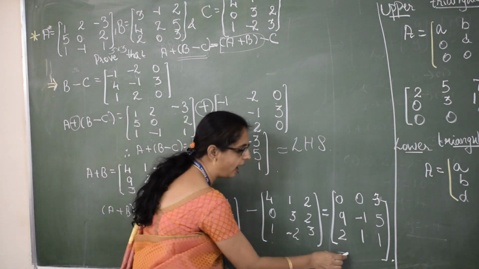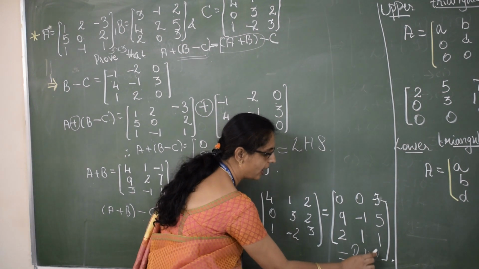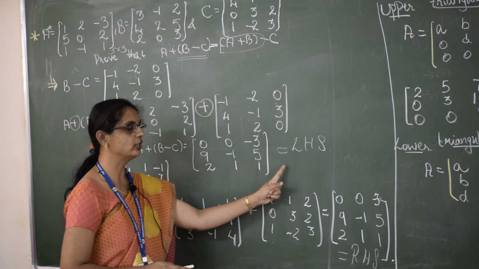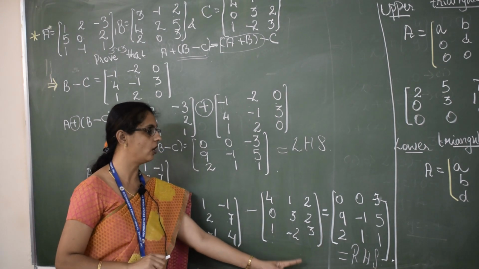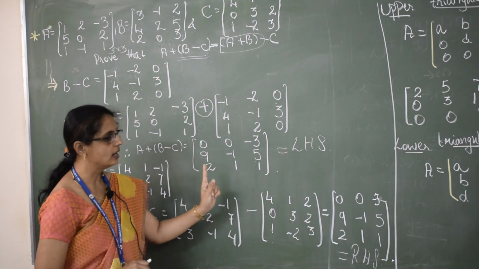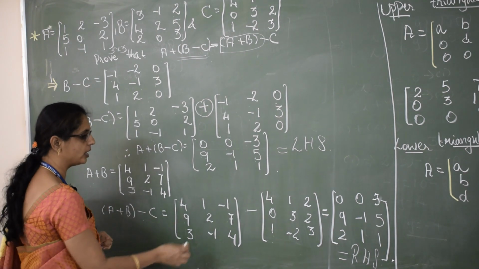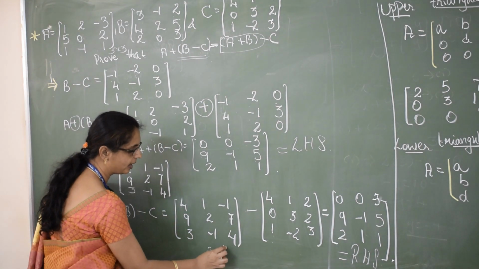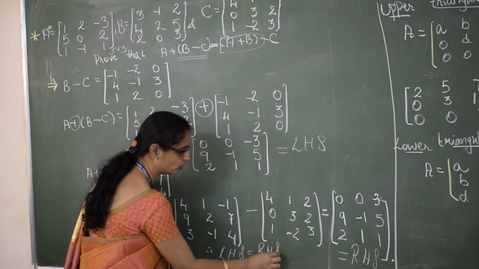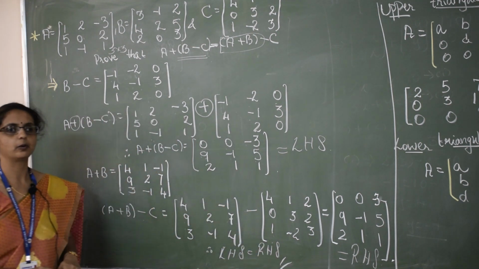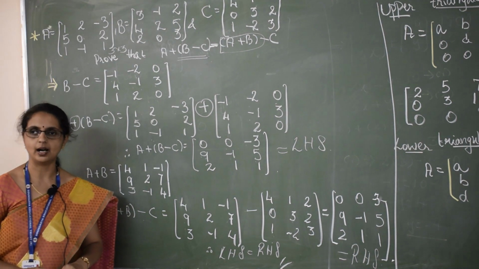This is our RHS matrix. Now just check whether the LHS matrix exactly coincides with our RHS matrix or not. Yes, it coincides. Observe, what can I conclude here? Therefore, LHS is equal to RHS. This is one of the important problems for 5 marks.